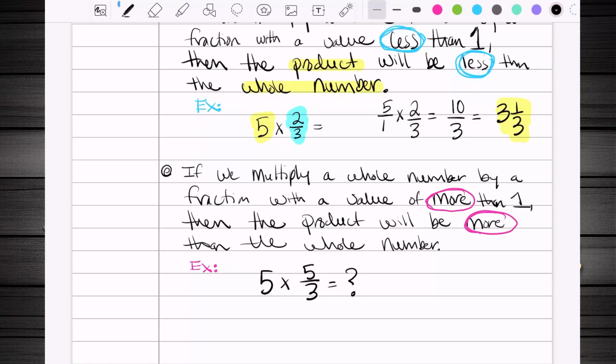I'm going to change my whole number into a fraction so I can multiply using standard algorithm. And then multiply across. 5 times 5 is 25, and 1 times 3 is 3. When I change that into a mixed number, the value is 8 1/3. Now, if you don't remember how to change between improper fractions and mixed numbers, it's a good idea to go back and review that skill.